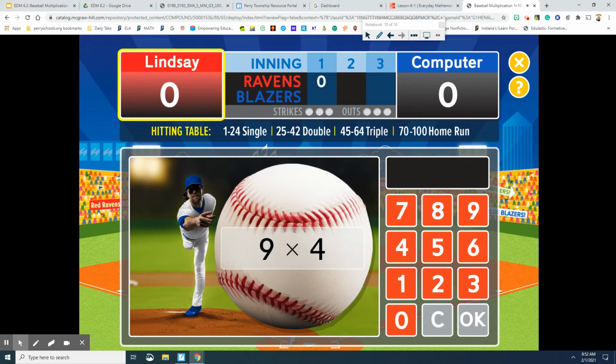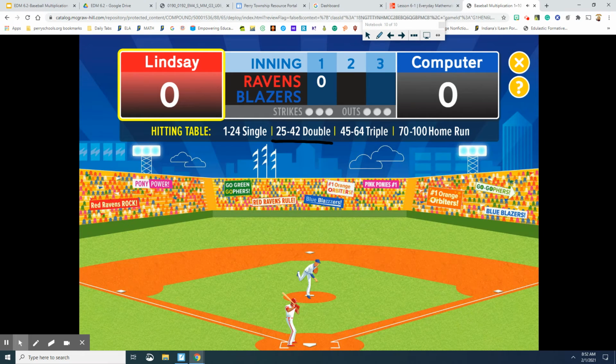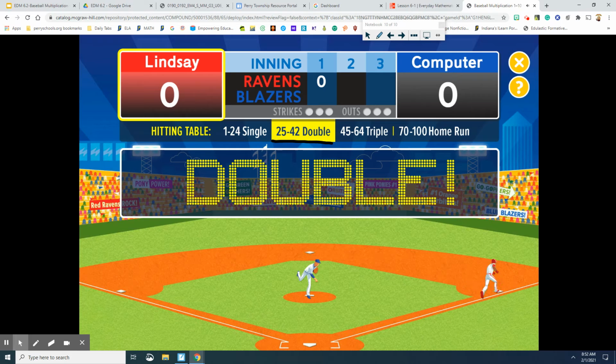Multiply the two numbers, then enter your answer on the keypad and click OK. This hitting table will show you what kind of hit you got. Let's play ball. So 9 times 4 is 36. I'm going to type it in. I can see that 36 will give me a double. Good hitting, a double.